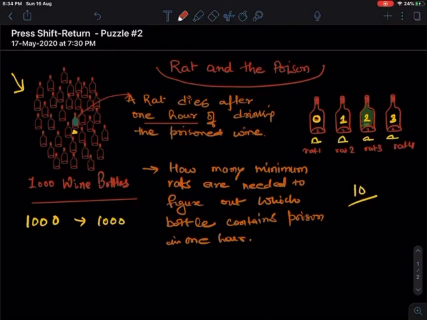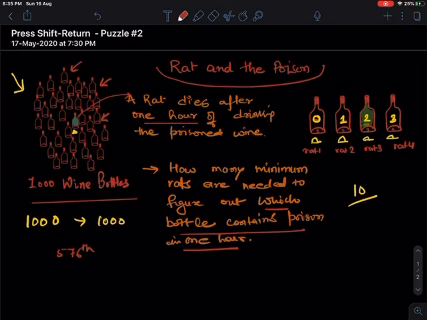Because if we go by this scenario, there will be 1000 rats needed, and every single rat would go to every single wine and drink it. So you will have 1000 rats, and say the 576th bottle contains poison, so the 576th rat would die, and hence you will know which bottle contains poison after 1 hour, right? Simple. But we can make it simpler.